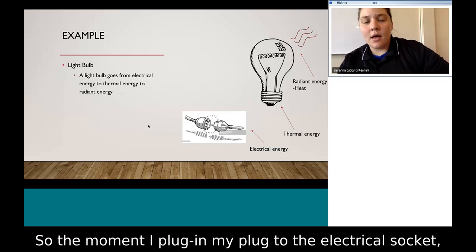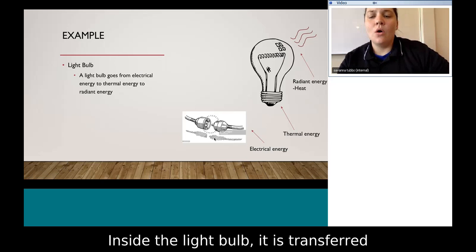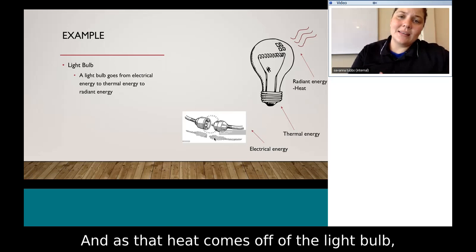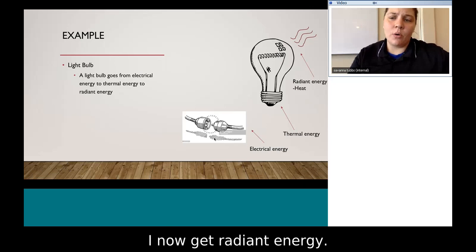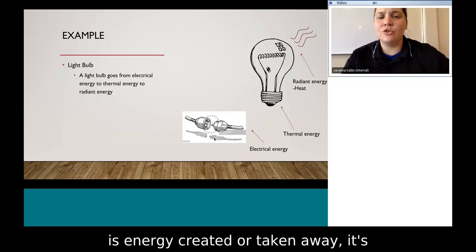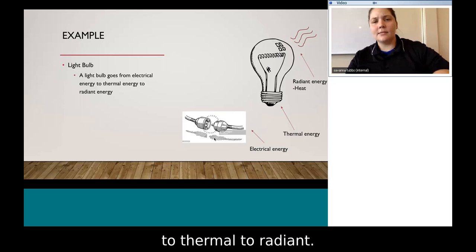So the moment I plug in my plug to the electrical socket, we have electrical energy. Inside the light bulb, it is transferred into thermal energy, and as that heat comes off of the light bulb, I now get radiant energy. So, nowhere in that light bulb or that lamp is energy created or taken away. It's simply transferred from one form to the next, so from electrical to thermal to radiant.